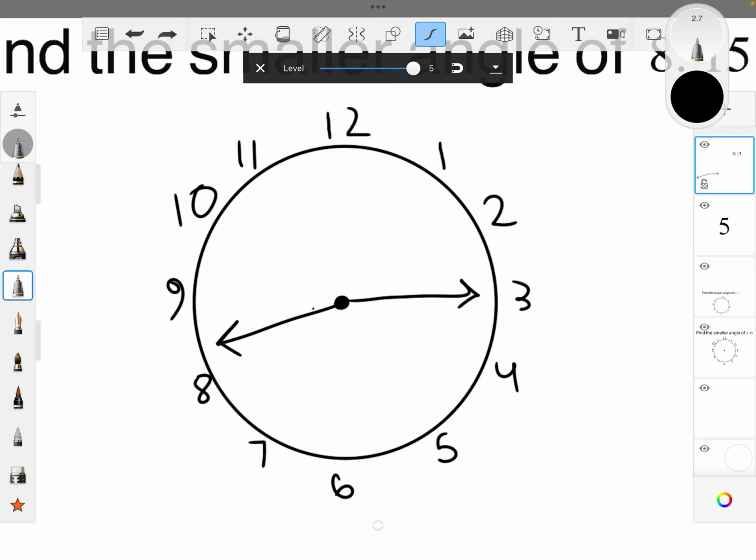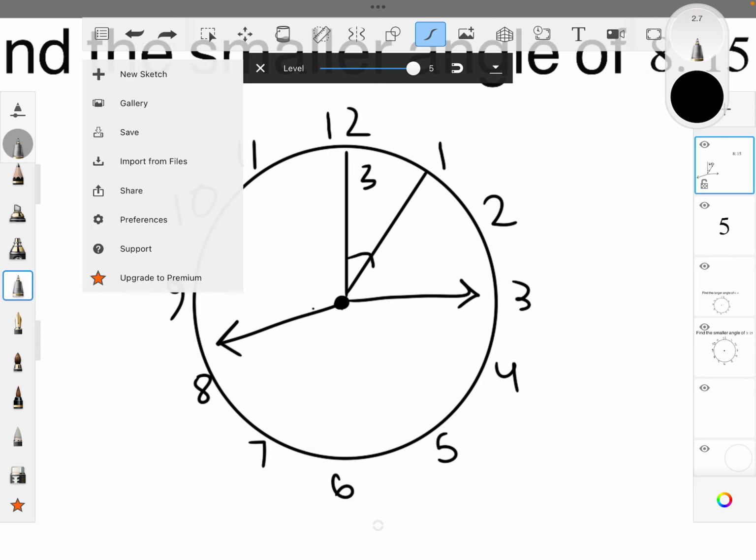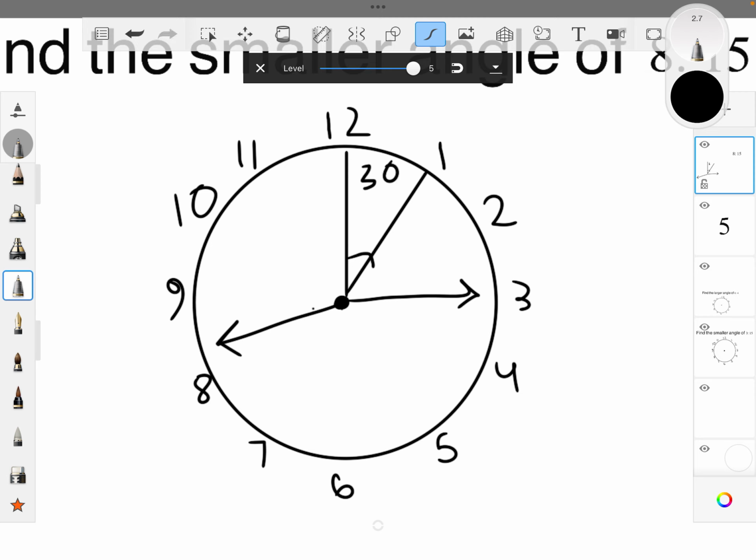So now we need to find the degrees formed by those hours. To do that, there's 360 degrees in a circle, and there's 12 hours on a clock. So 360 divided by 12 is equal to 30 degrees. So that would be 30 degrees.